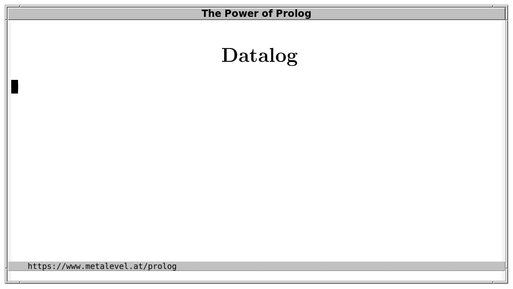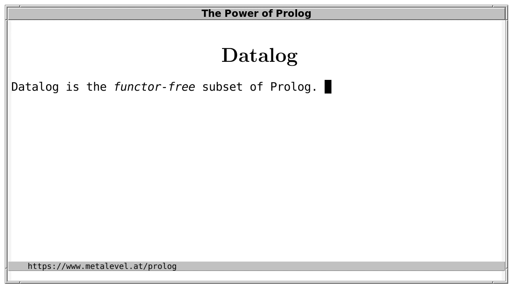There's an interesting subset of Prolog called Datalog. Datalog is the functor-free subset of Prolog, more precisely of pure Prolog. So this means Datalog is Prolog without compound terms and without impure predicates, such as input, output, cut, and so on. And therefore, a Datalog rule is like a Prolog rule with a few additional constraints.